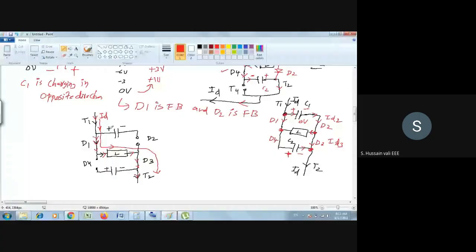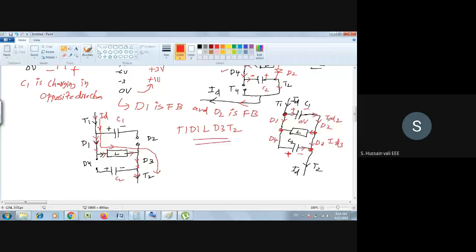Here also same thing. When D4 is turned off, the capacitor has no path connected. When the capacitor has no path connected, then its capacitor voltage, this is C1, this is C2, both their voltages will remain constant because no charging, no discharging. Then what is the closed path now? The closed path is now T1, D1, L, D3, T2. That's it. This is the closed path. So now the current is becoming negative.